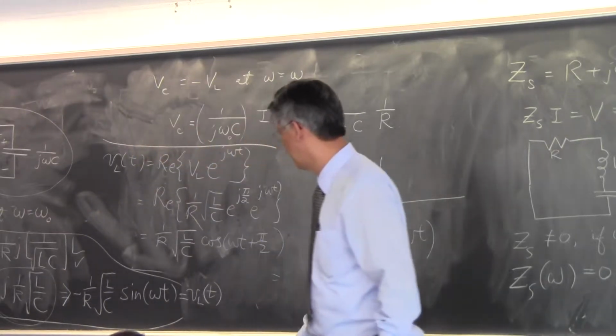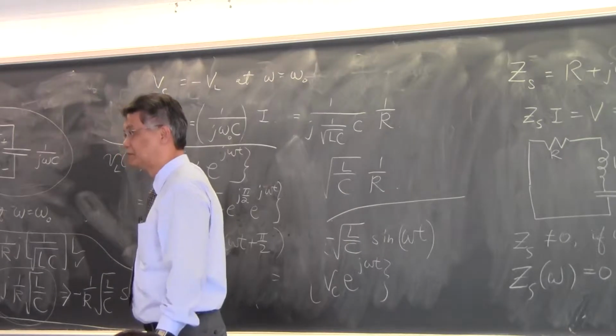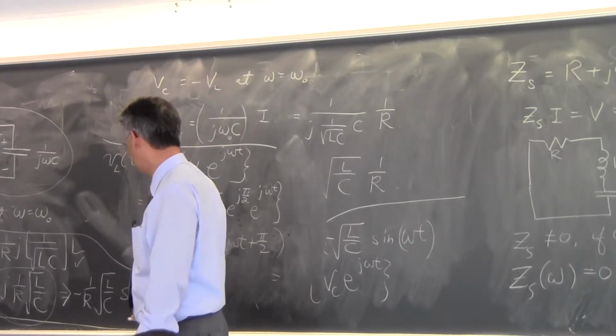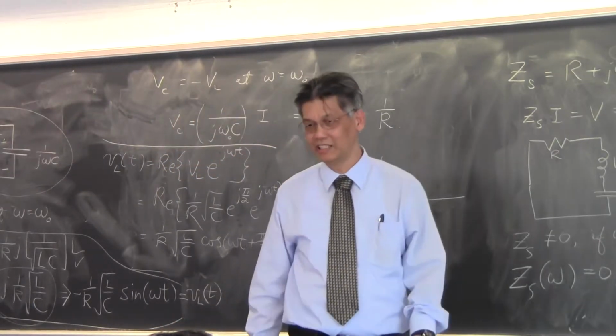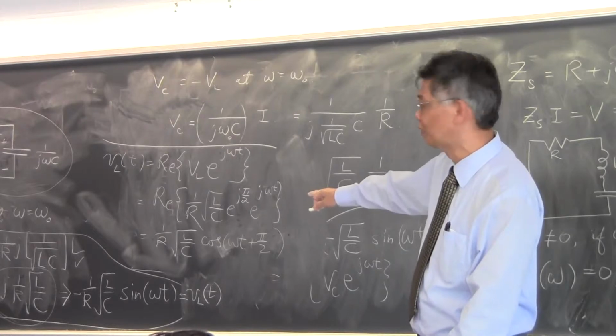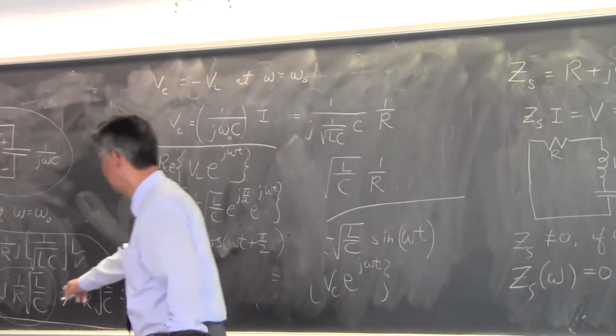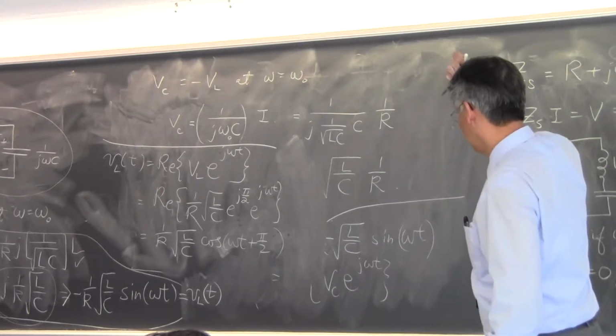What is cosine of omega t plus pi over 2? It becomes just minus sine of omega t. Okay, some of you are quite speedy. You can go directly from here to here. If you're not speedy, then I can go through the details, and those are the maths that you have to go through to go from here to here. I don't mind going through the math.